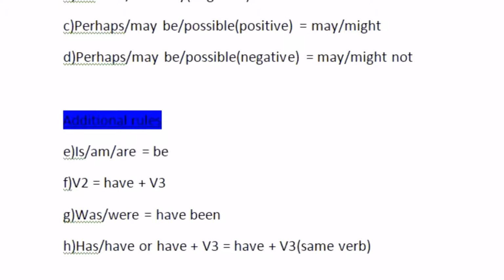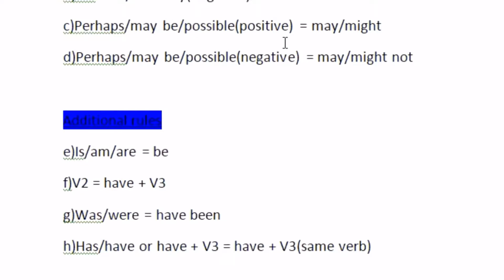You got the point? Once again, let me summarize the rule for using must, can't, may, or might in the sentence. I'm sure, certainly, positive is equal to must. I'm sure, certainly, negative is equal to can't.